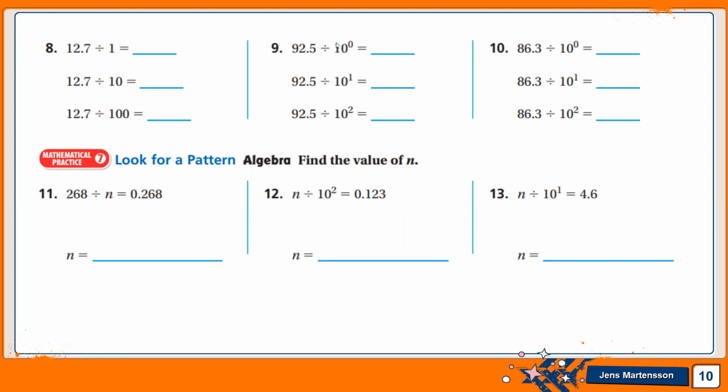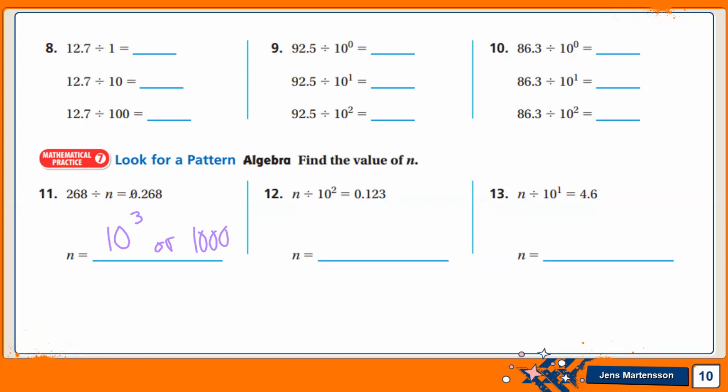Here now I want you to solve number 11. 268 divided by n equals 0.268. So here, look at the answer. After how many digits do you have a decimal point? 3. Bravo. 10 to the power of 3, or 1000. Thank you a lot.